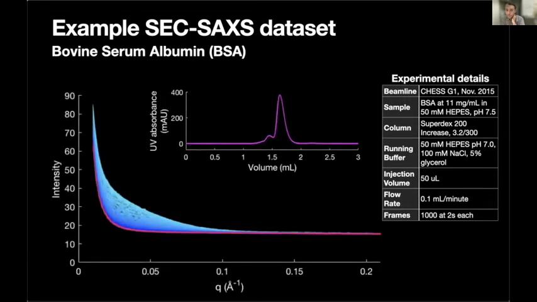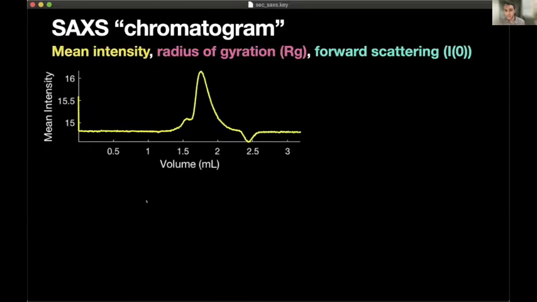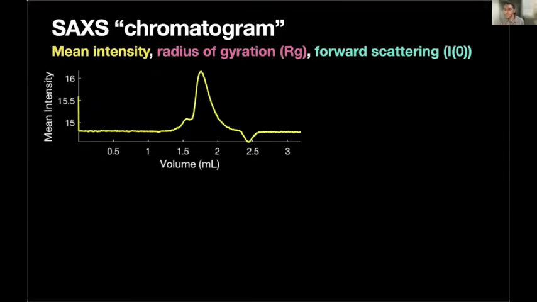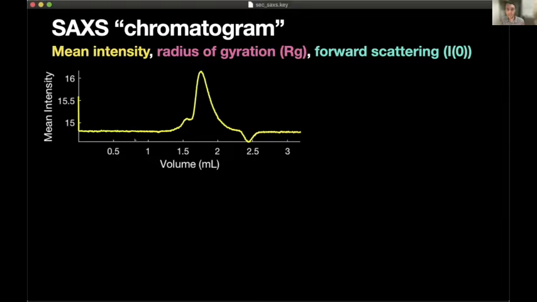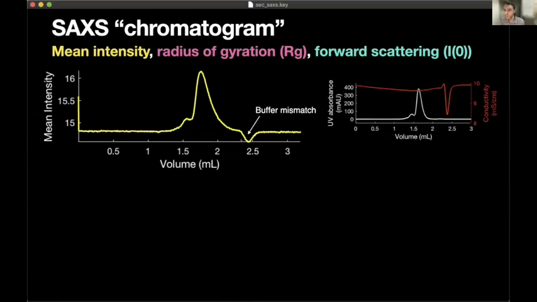Okay, and you can also ask what the scattering curves look like. You have mostly this background scattering, which is from the buffer, but then you also see some scattering from the elution. Now what people typically do is make something called the SAXS chromatogram. This is just a plot of the mean SAXS intensity versus time or versus elution volume. You can see this looks a lot like the UV trace I showed you before, but there are some features that are slightly different. One of them is this negative peak here that I've labeled buffer mismatch.